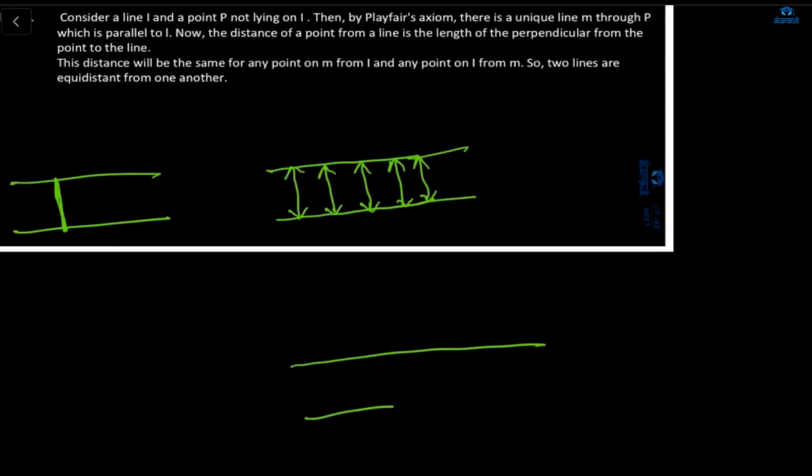If they are not equidistant, they will be meeting somewhere, okay. On one of the sides they are going to meet. But in parallel lines the perpendicular distance is equal throughout. If you draw a perpendicular between the two parallel lines, the height of that perpendicular will be equal throughout, okay. So it is a direct consequence.